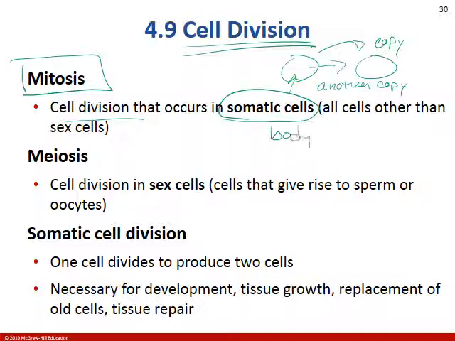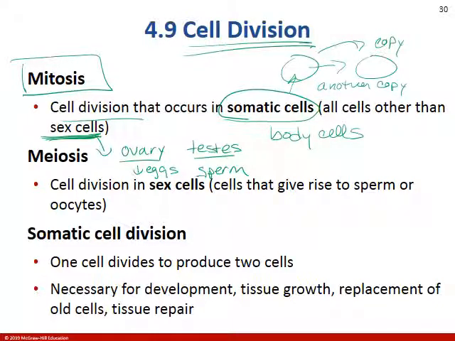Somatic to me means body. So in body cells, except for sex cells. So what happens in sex cells, or what are sex cells? These are the cells of the ovary and the testes. Ovaries are going to create eggs, and testes are going to create sperm. So mitosis is happening in all of your body cells. When we go to make egg and sperm, we have to do things a little differently. We have to do meiosis.